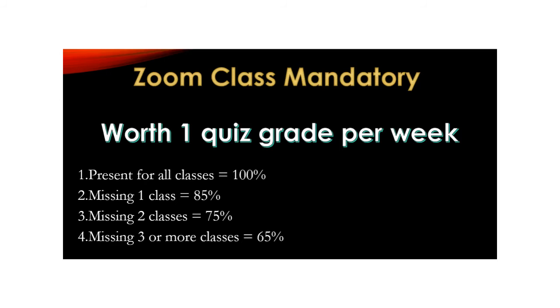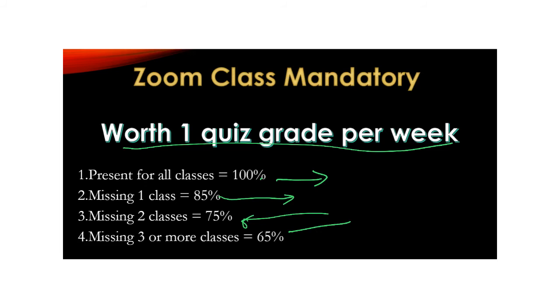Zoom class will be mandatory, and this is how it's going to be graded. If you're there all 5 days on Zoom on a typical week, Monday through Friday, you'll get 100% for a quiz at the end of the week. If you miss one class, you'll get an 85% on your quiz at the end of the week. 2 classes, 75. 3 or more is a 65 or a failing grade.